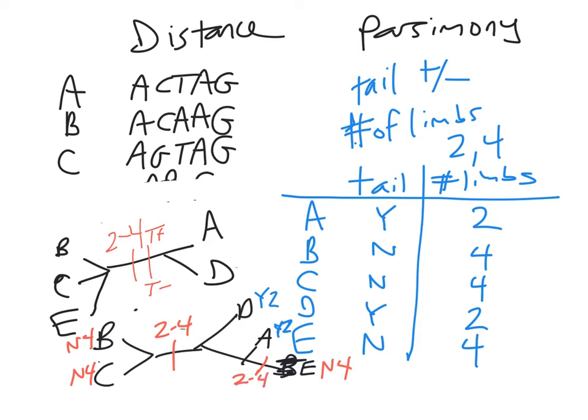And then what about tails plus or minus? It's the same. So there'd also have to be an independent gain or loss of tails or no tails. So that requires 3 changes on this tree to place all of the data on. So that's less parsimonious than the first tree. So the first tree is the most likely, the most parsimonious explanation of the patterns of data that we have.